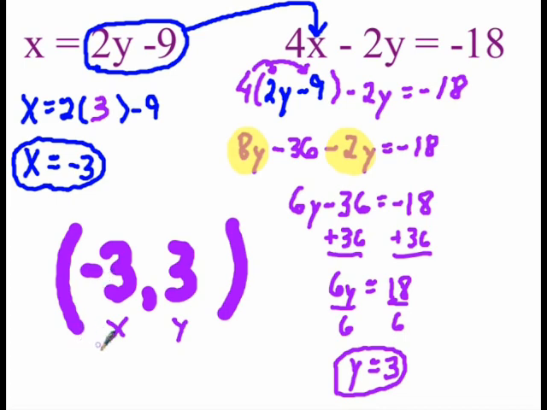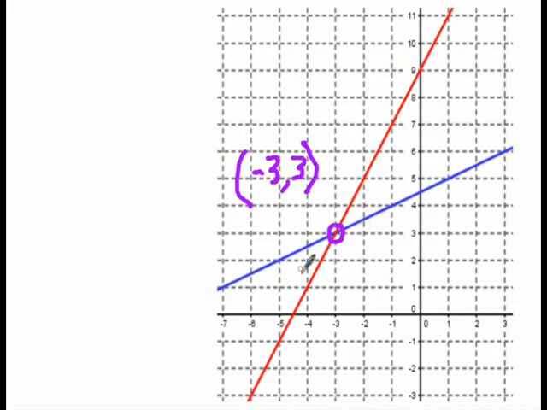Now, no need to worry, I'm not going to throw in decimals just yet, but for now, we're going to stick with these easier numbers like negative 3 and 3. So just remember that the whole point of this is to find out where the two lines intersect. This is also called the solution.